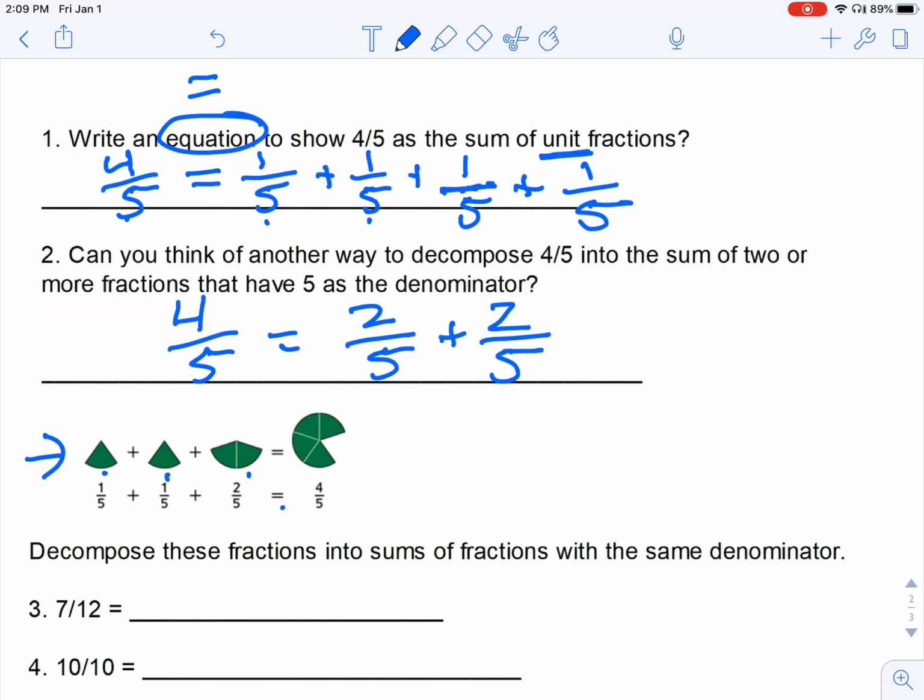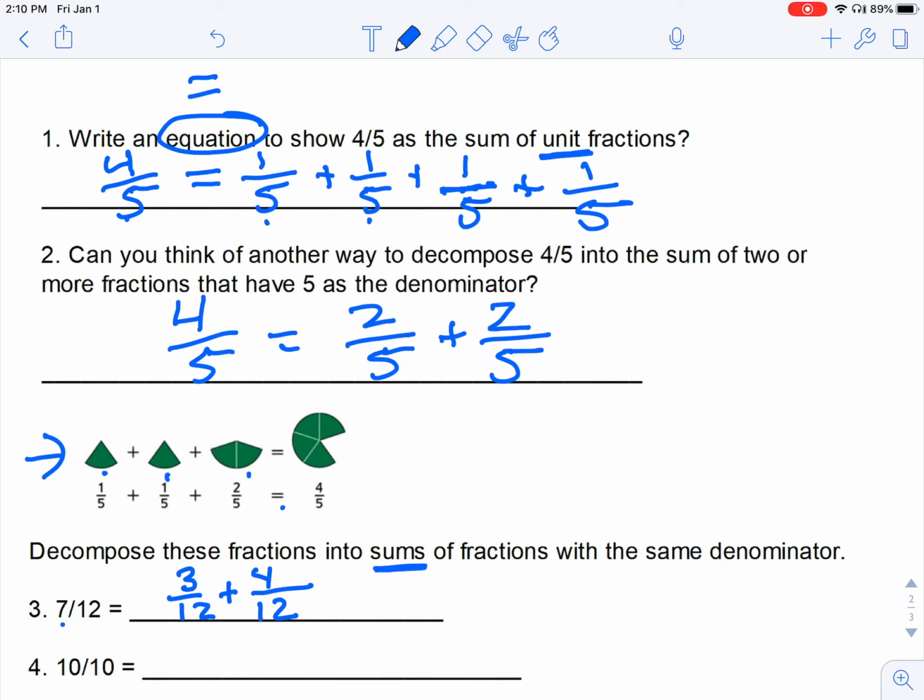Okay, let's go ahead and try 2 more, 7/12 and 10/10. Again, there are so many possible ways to decompose these fractions into sums of fractions with the same denominator. I'm going to show you one way, and then I want you to try another. So I'm thinking, okay, 7, if I wanted to get 7, I could think of 3 and 4, so I'll put those in my numerator. I'm going to keep my denominator 12, and 7/12 is 3 plus 4/12.